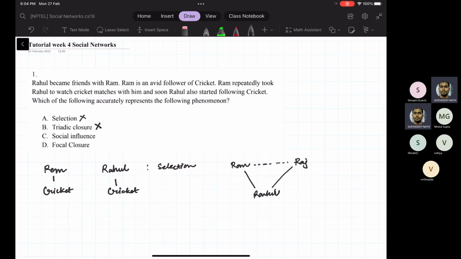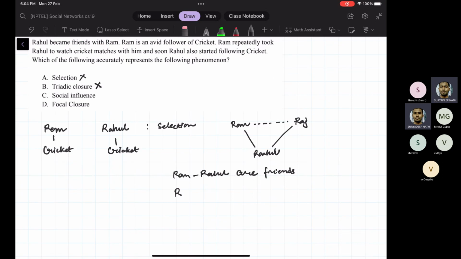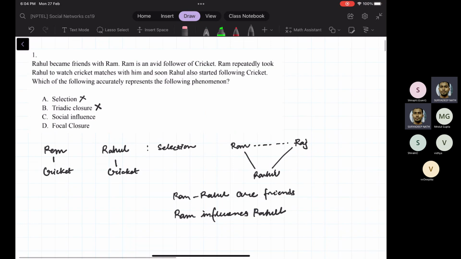Social influence means you are already friends. So Ram and Rahul are already friends, and then Ram influences Rahul by taking him to watch cricket matches regularly. So this is a case of social influence. So social influence is the right option here.